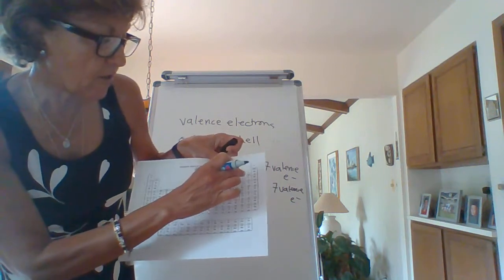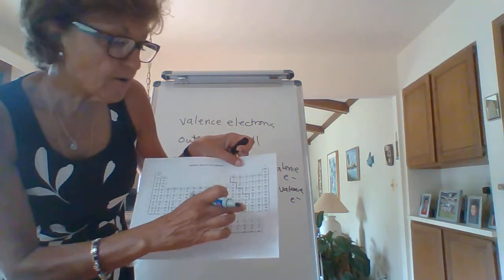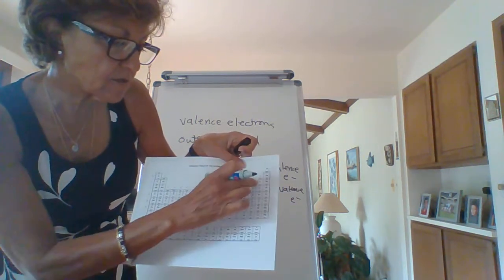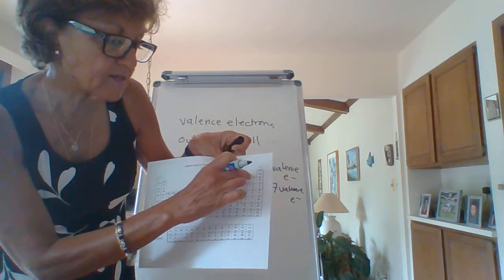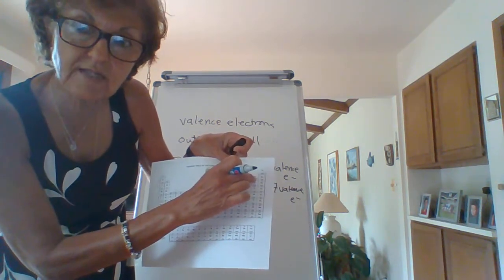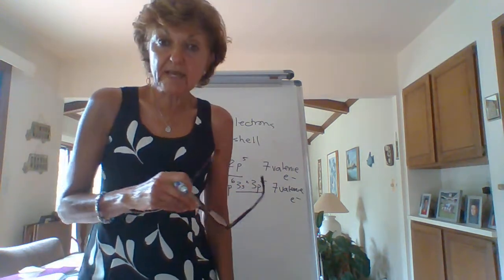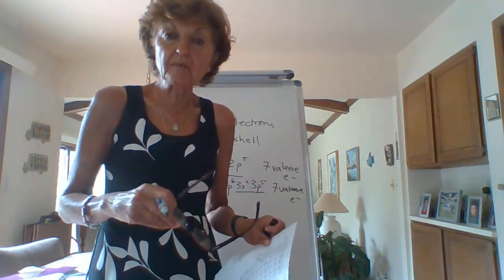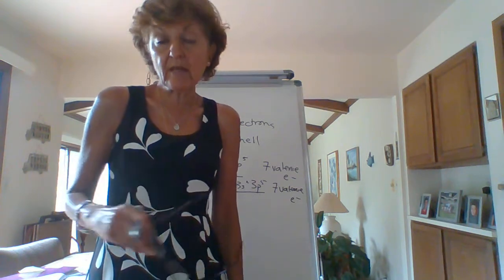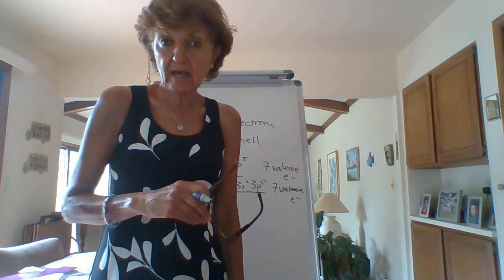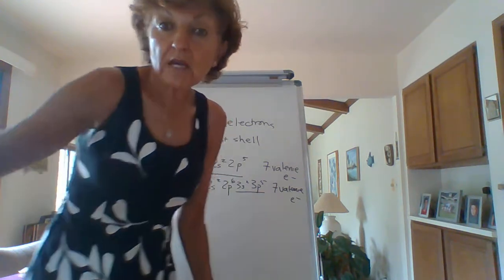Look at the Roman numeral number for all of the halogens. They're all in group 7A, Roman numeral 7A. That Roman numeral for the representative elements, for all those A elements, will tell you how many valence electrons something has. If you take a look at sodium, what is the electron configuration of sodium?